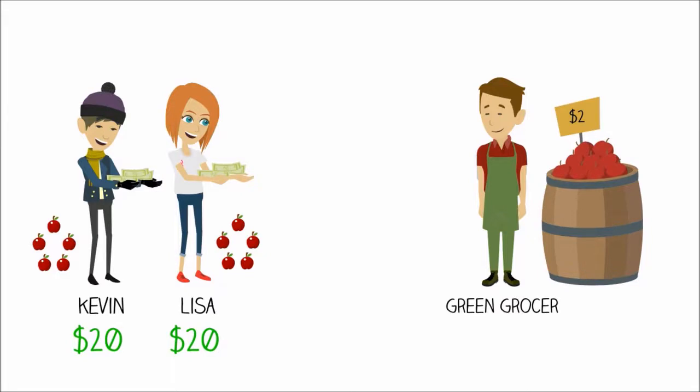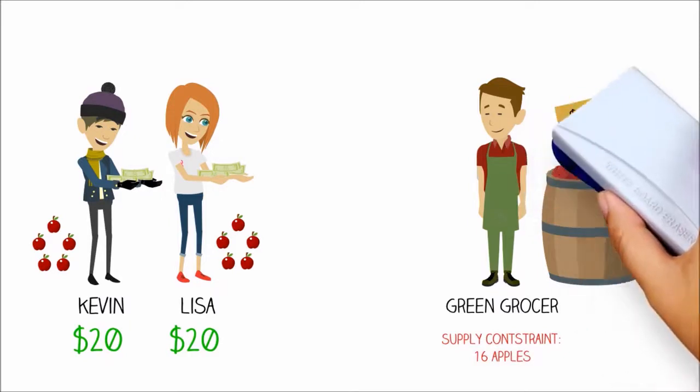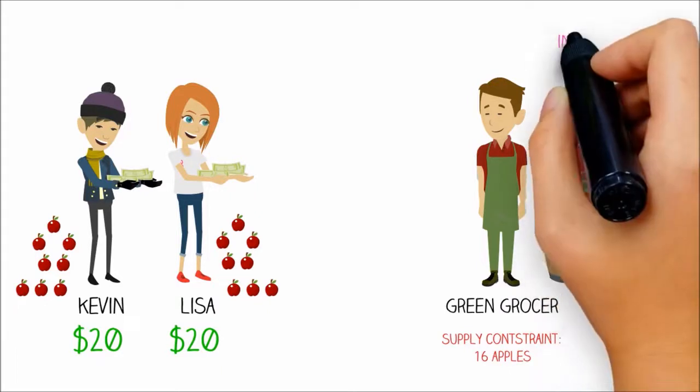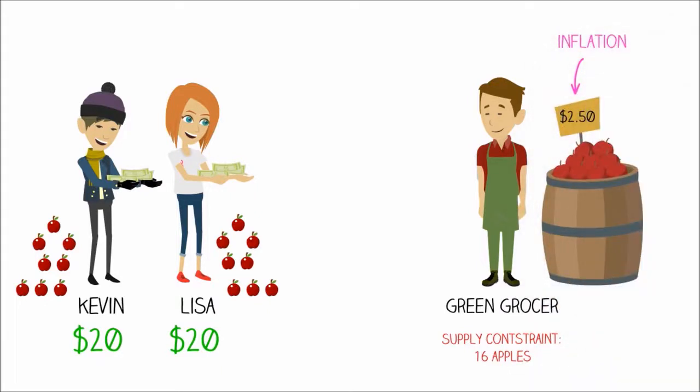All of a sudden, the greengrocer is being faced with more demand, but only has a limited supply of 16 apples each week. Because supply is limited and demand has increased, the greengrocer now is in a position to raise prices for apples until Kevin and Lisa only want 8 apples each week. The phenomenon which we've looked at here is inflation, where this small economy's money supply has increased because Kevin and Lisa have more money, resulting in an increase in prices because resources in an economy are ultimately scarce.